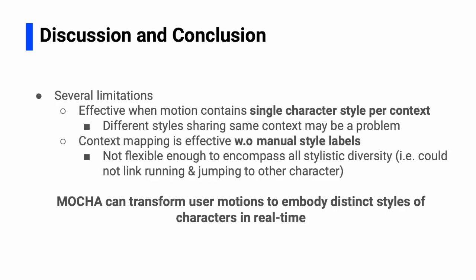Finally, there are several limitations in this model. It is effective when motion contains a single character style per context, so different styles sharing the same context may be a problem. Second, context mapping is done without manual style labels, so it is not flexible enough to encompass all stylistic diversity. For example, it could not link the exact running and jumping part to other characters. In conclusion, MOCHA can transform user motions to embody the distinct style of characters in real time.